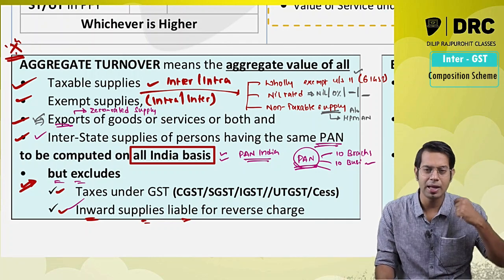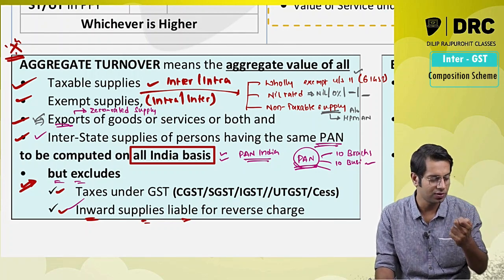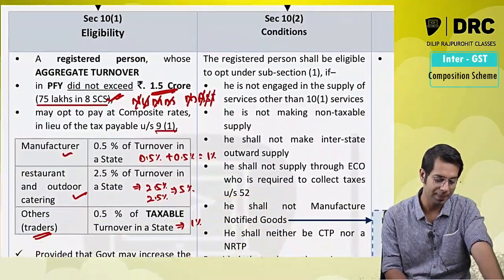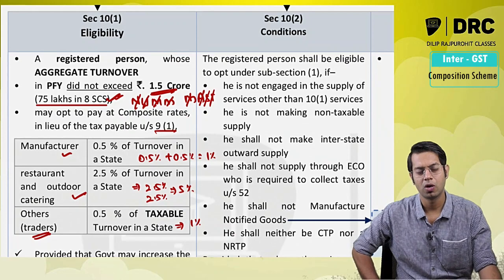The purchases which you have made and on which you have to pay the tax under reverse charge, that also shall not be included while computing your aggregate turnover. I'll repeat. Who is eligible to become a composition dealer?